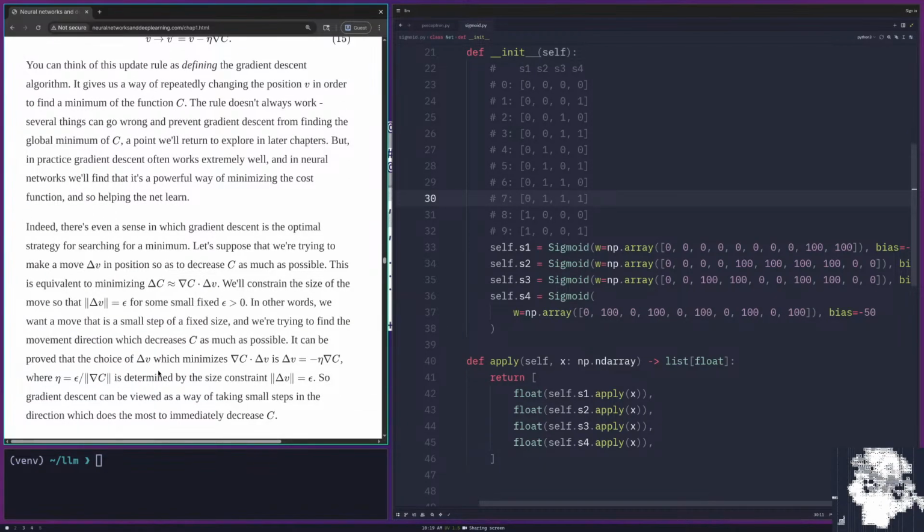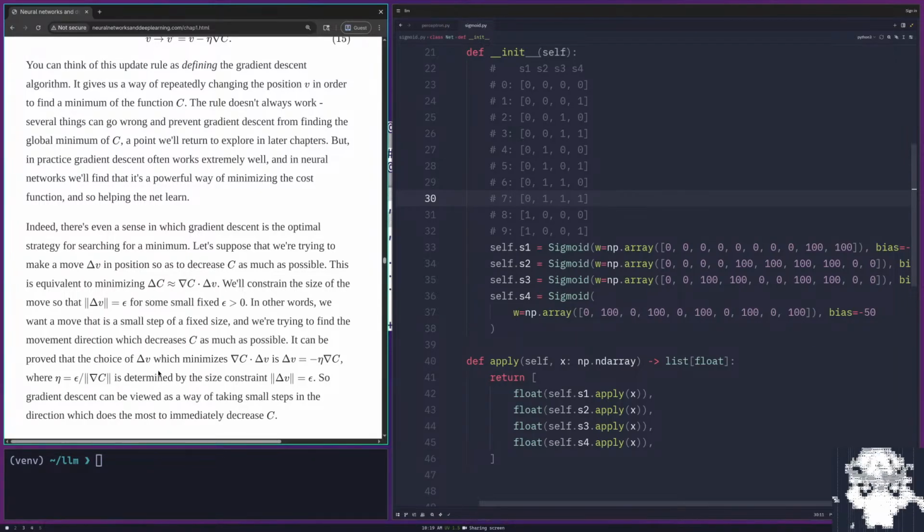It gives us a way of repeatedly changing the position v in order to find a minimum of the function C. The rule doesn't always work. Several things can go wrong and prevent gradient descent from finding the global minimum of C, a point we'll return to and explore in later chapters. But in practice, gradient descent often works extremely well, and in neural networks we'll find that it's a powerful way of minimizing the cost function, and so helping the net learn.